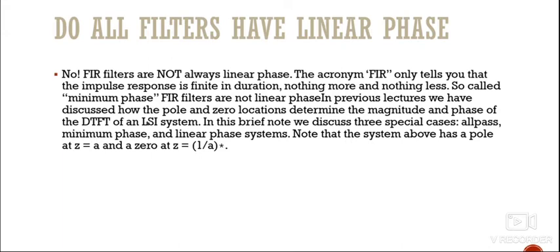In previous lectures, we have discussed how the pole and zero locations determine the magnitude and phase of the DTFT of an LSI system. In this brief note, we discuss three special cases: all pass, minimum phase, and linear phase systems. Note that the system above has a pole at z equals a and a zero at z equals 1 by a star.